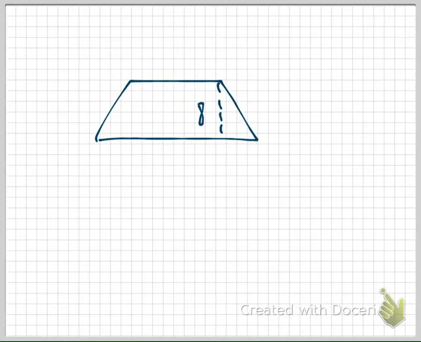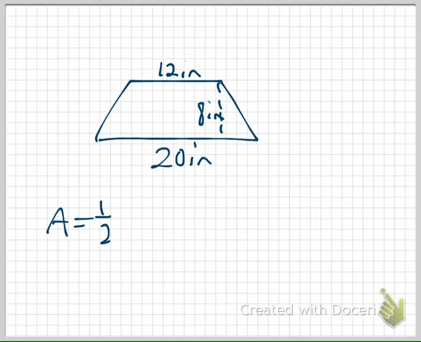I'm gonna put an 8 inches here. This is gonna be 12 inches here, and this is gonna be 20 inches. Brad, what's the formula? You put your pencil down. You're walking with me here. What's the formula? A equals 1/2. Is it H? Okay. Then B plus.